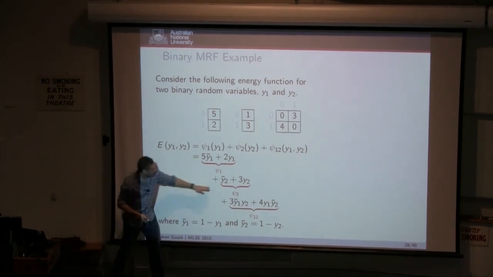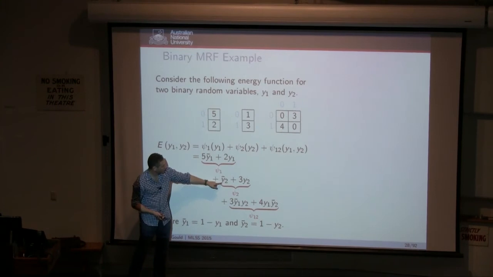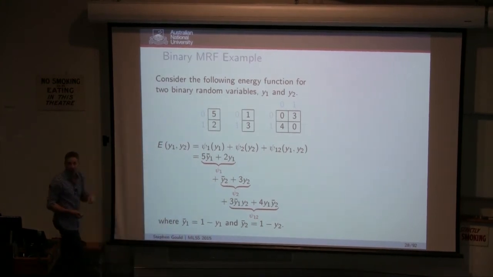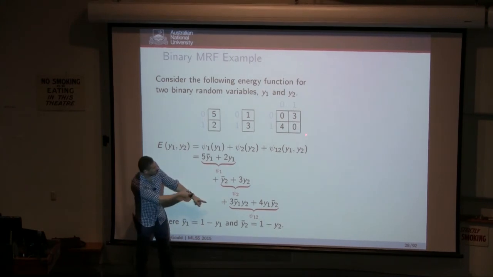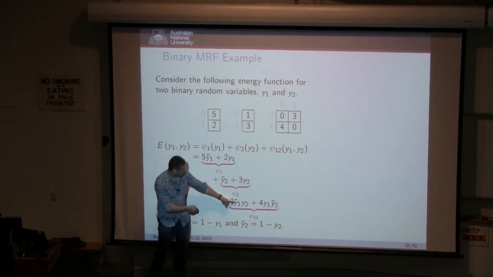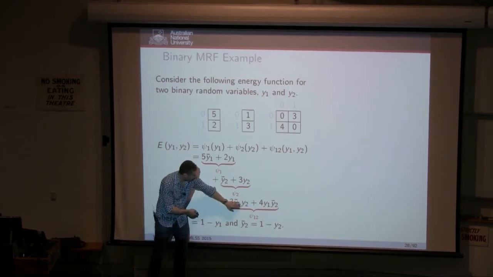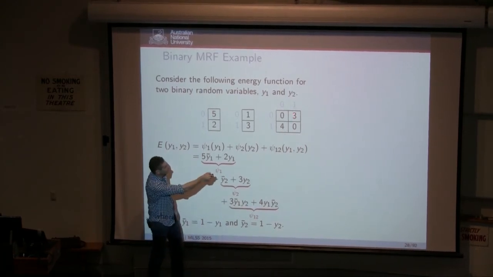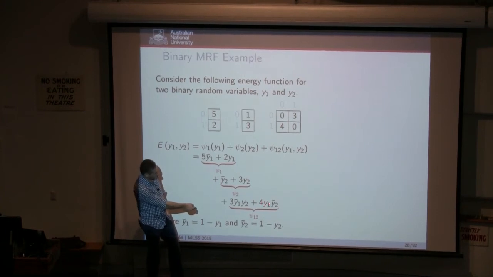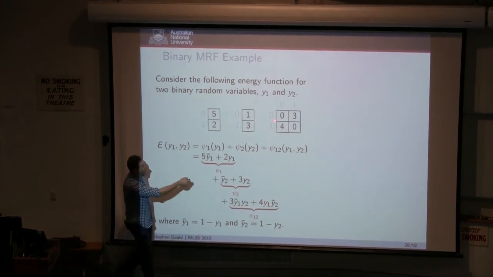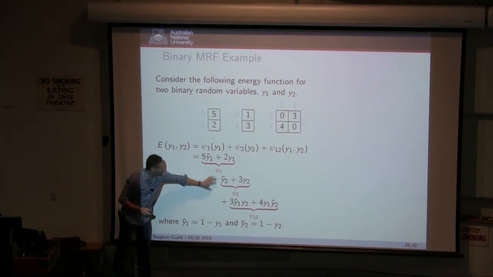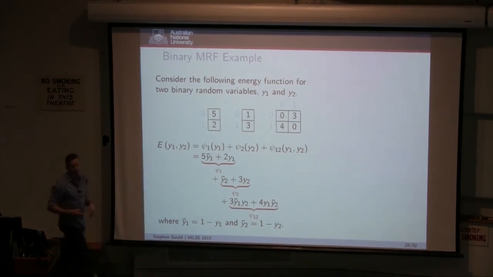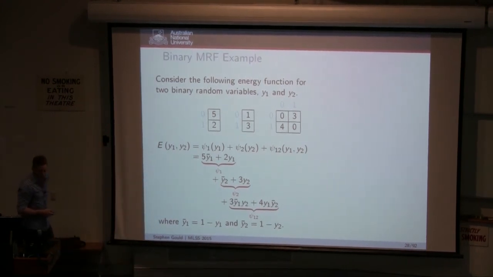I can do the same thing for the second factor. It's going to be y2 bar plus 3 times y2. You can see that that gives me the same values as what's in the table here. And then finally, for my third factor, it's going to be 3 times y1 bar times y2. This part gives me that entry there. 4 times y1 times y2 bar gives me this bit. And then the other two entries are 0, so they don't appear in this sum. So this Posiform is exactly the same as that table definition of my energy function.